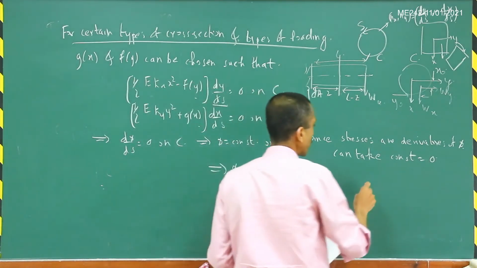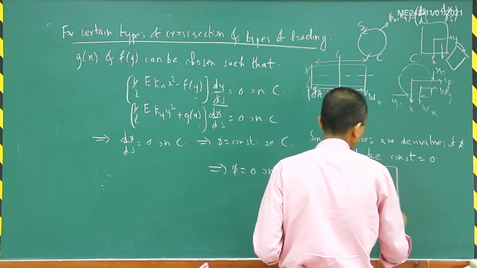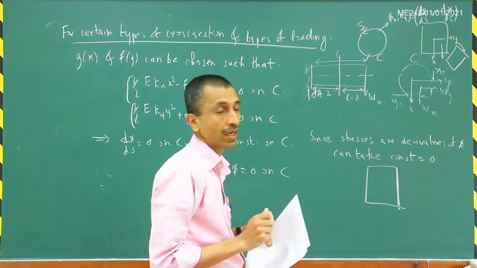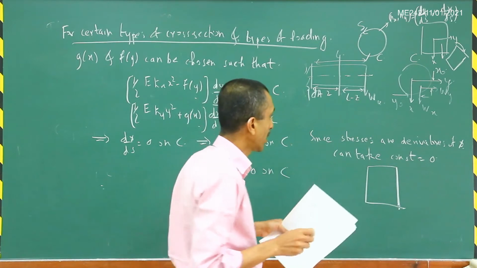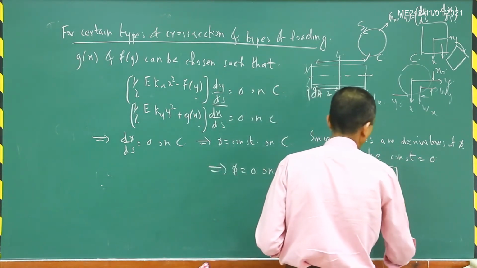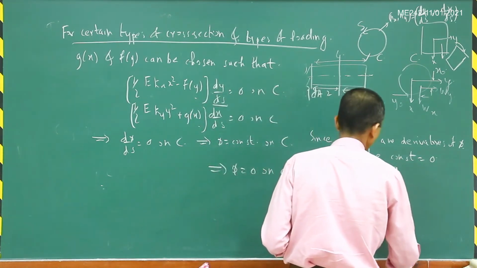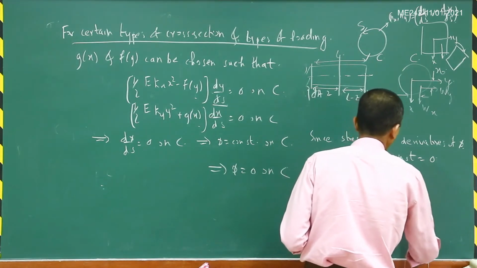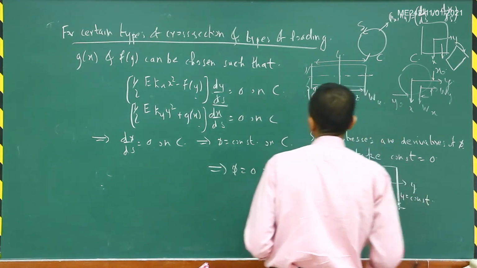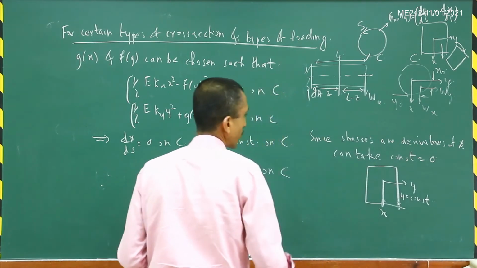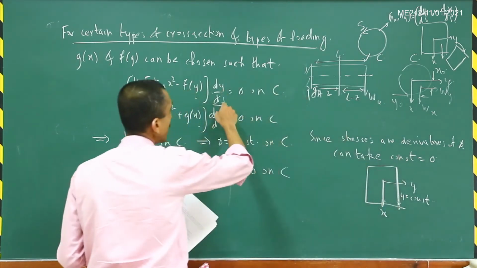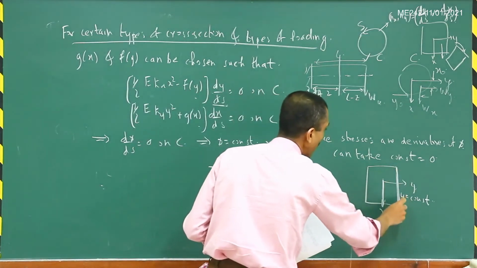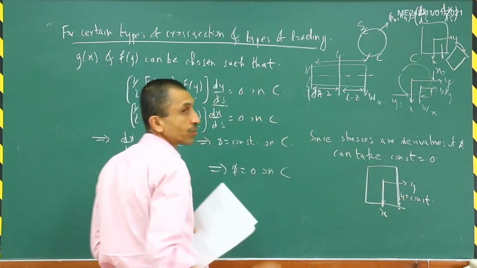Suppose now you have a rectangular cross section. Then along this particular edge, x is a constant. Let me just draw this. So this is x and this is y. So this is y equal to a constant, correct? And then because y is a constant on this particular edge, your dy by ds will be equal to 0 on this edge. So on this edge, this f of y can be chosen arbitrarily.